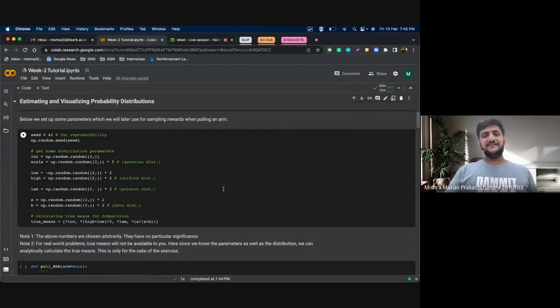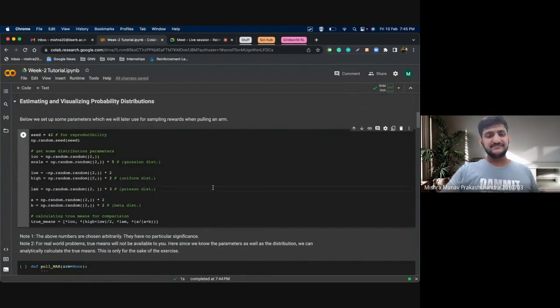So what we are doing is I'm taking four distributions. One is the Gaussian distribution. One is the uniform distribution. There is a Poisson distribution and the beta distributions. So I'm selecting the parameters randomly. For the Gaussian distribution, what I have is mu and sigma, right? For uniform distribution, I have the upper bound and the lower bound. For Poisson distribution, there is a lambda parameter, and for the beta distribution, there are again parameters A and B. Okay. So all the parameter values I am selecting randomly.